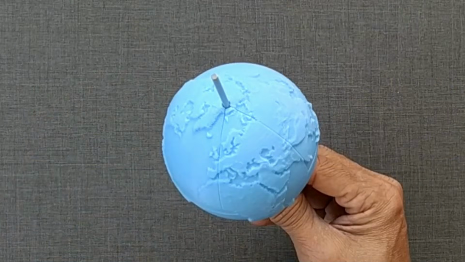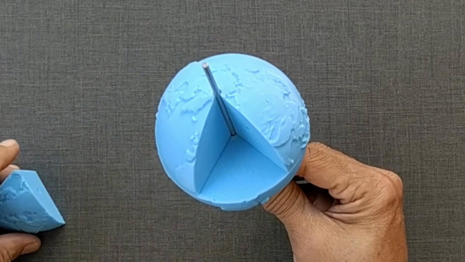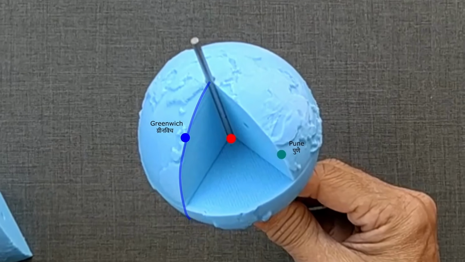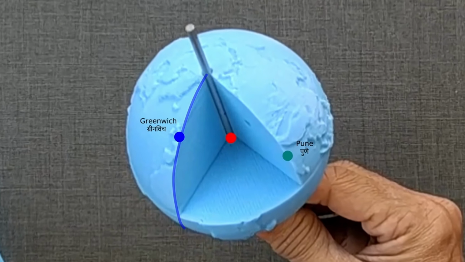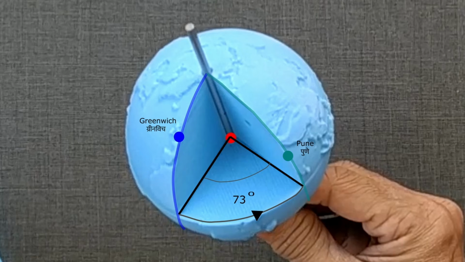In this model, Greenwich is located here and this is a location of Pune. Let us remove this slice from our 3D model. This is the center of the Earth. This line is the prime meridian passing through Greenwich. And this is the meridian passing through Pune. Angle between these two meridians with the center of the Earth as origin is 73 degrees. We have to move east from the prime meridian.